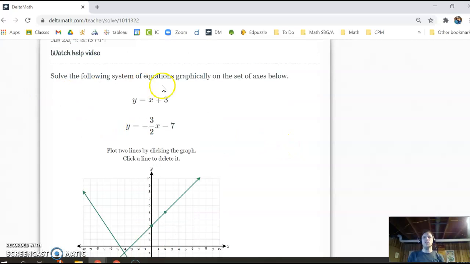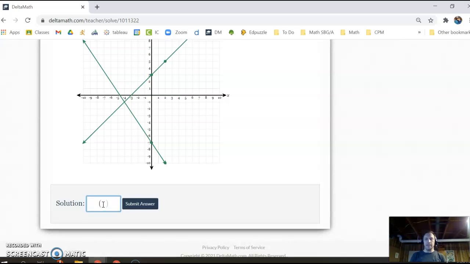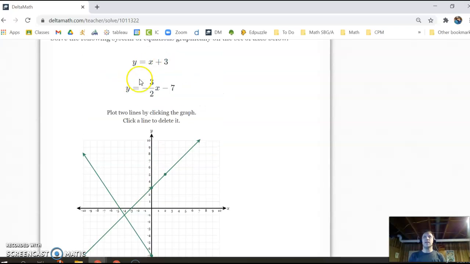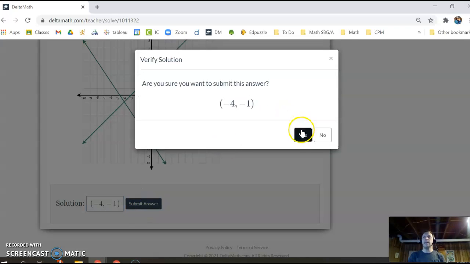So then, once we have those 2 points, we look at where they intersect. And it won't let us just click on that point. And so you have to think, what's the x value? So I start at the origin, I go left to negative 4, and then down to negative 1. So our value is negative 4, negative 1. That is the solution to this set of lines. So click Submit Answer. Yes.